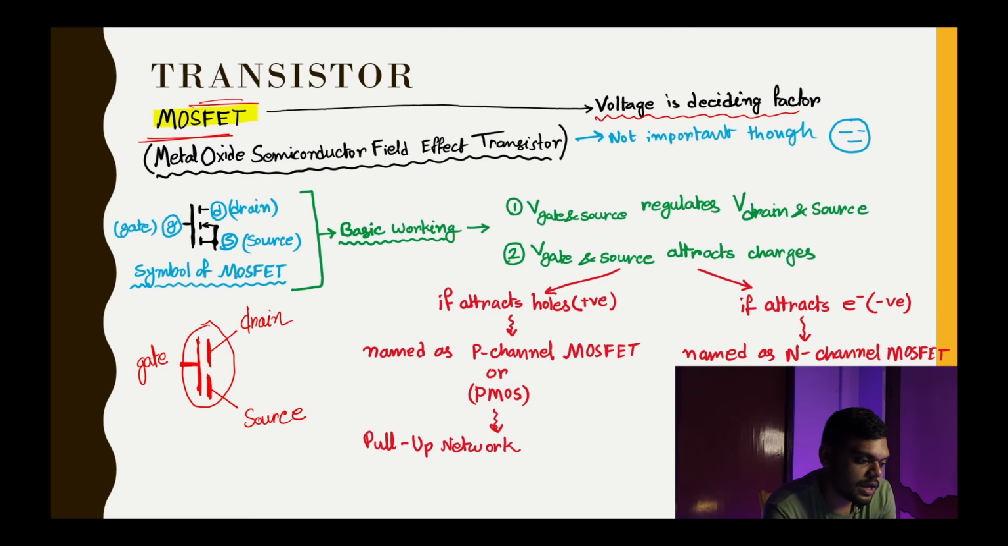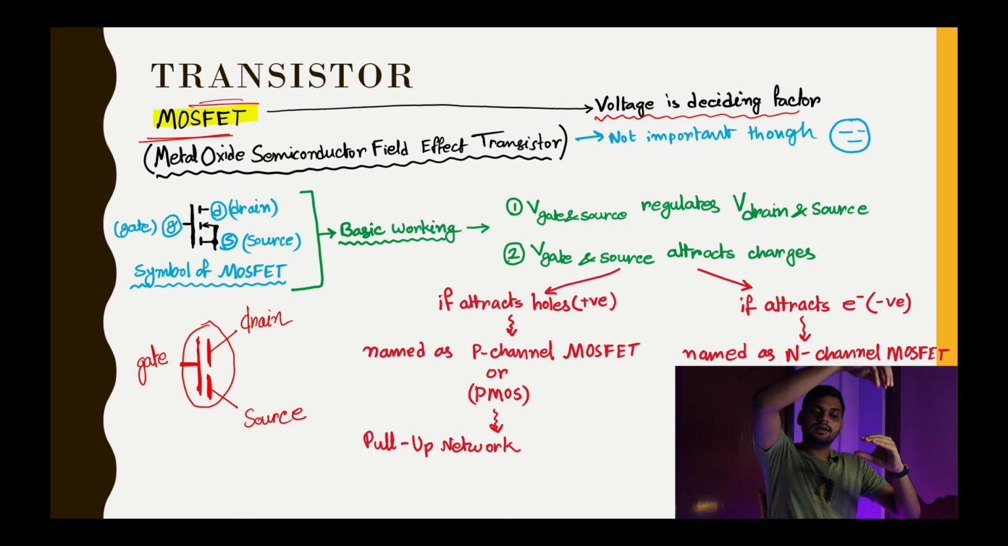How do they work actually? Its working is very simple. If we have a little bit of voltage difference between the gate, which is base, and the source, which is emitter, then there will be a larger voltage difference developed between the drain and the source. You get it?